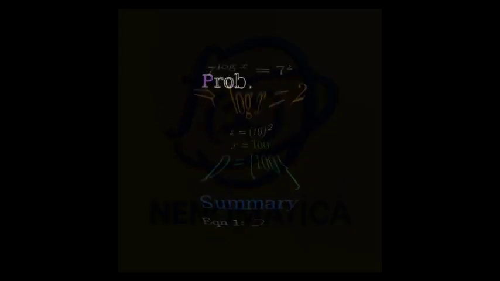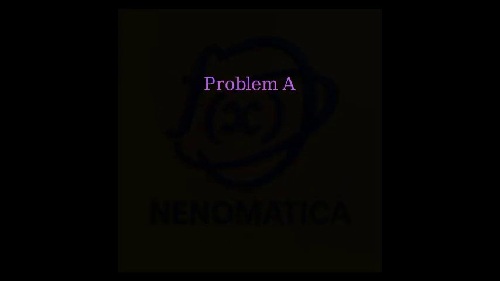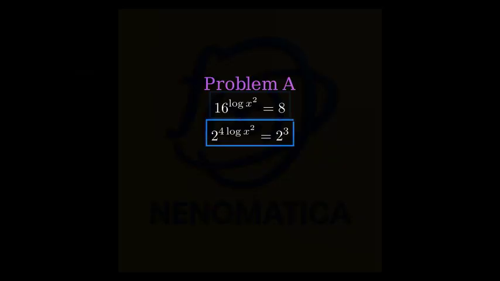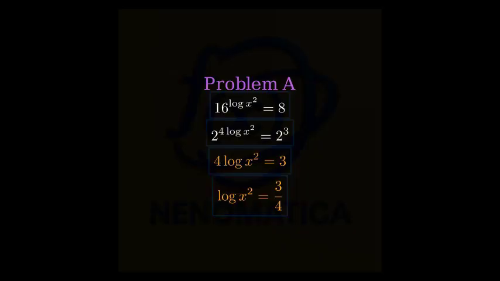Summary. Example A. Solve the equation exactly as shown in the source: 16 to the log of x squared equals 8. This is 2 to the 4 times log of x squared equals 2 to the 3. Therefore, 4 times log of x squared equals 3. So log of x squared equals 3/4. Converting to exponential form with base 10 gives x squared equals 10 to the 3/4.